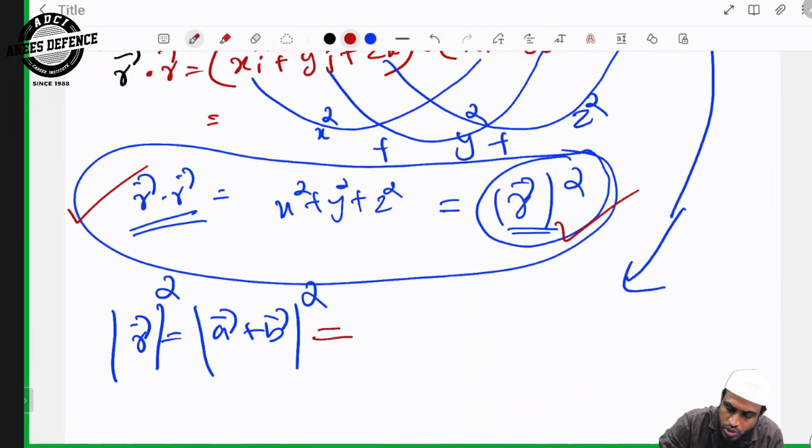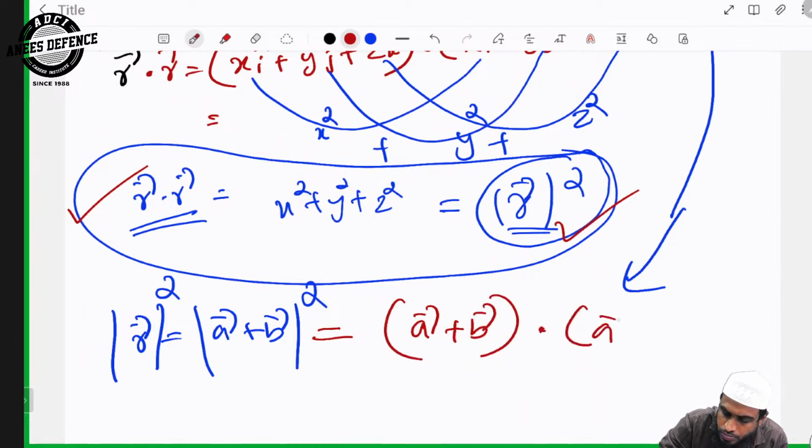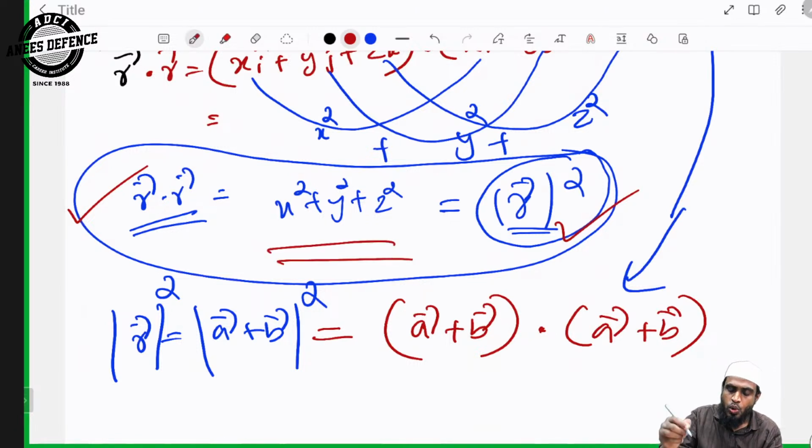Then a plus b whole square can be written as a plus b dot a plus b. From this, the magnitude of a vector square is equal to the scalar product of the same vector. R dot r equals magnitude of r the whole square. Instead of r, just replace by a plus b. So you will get magnitude of a plus b the whole square equal to vector a plus b dot vector a plus b.